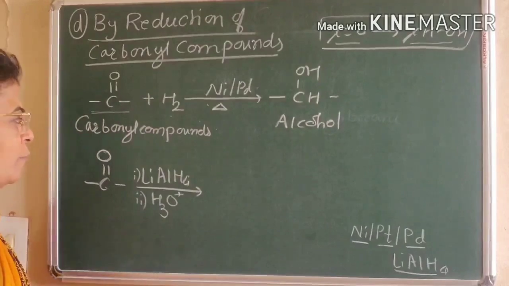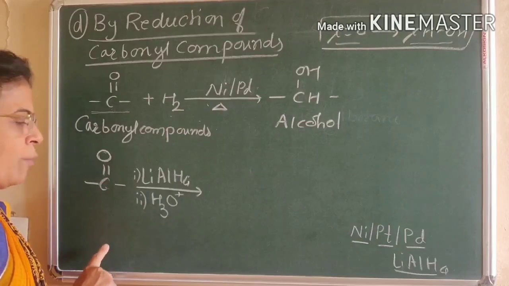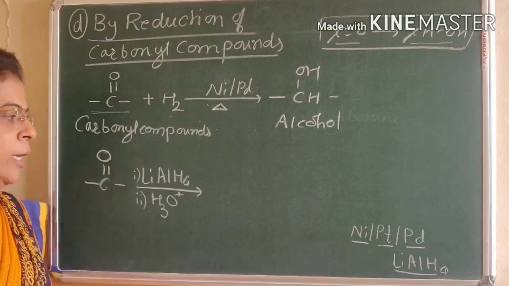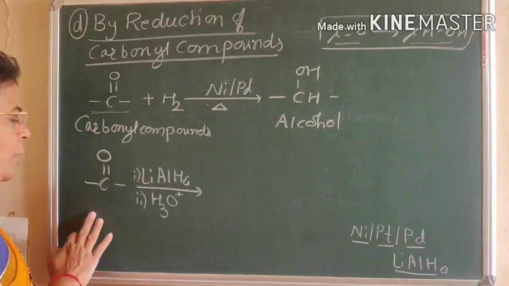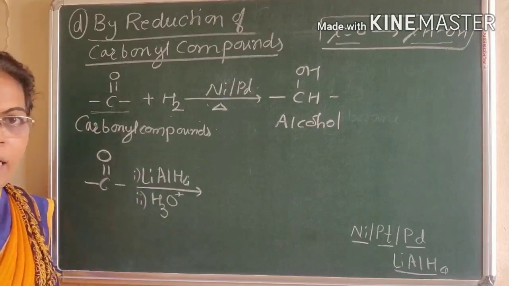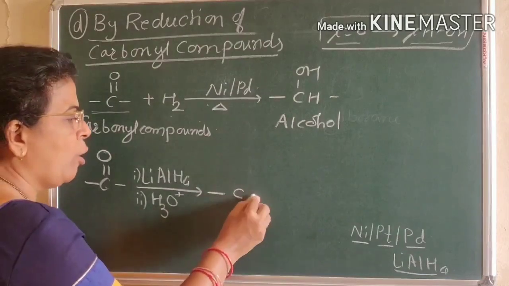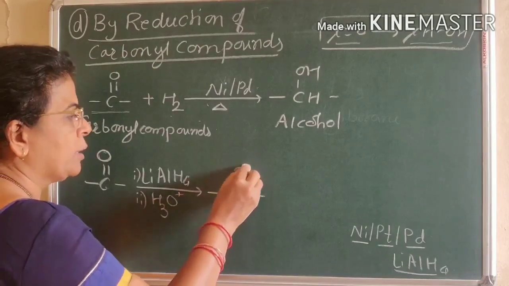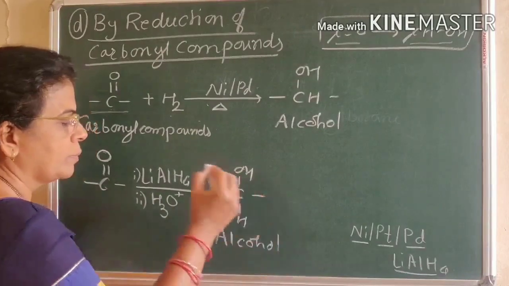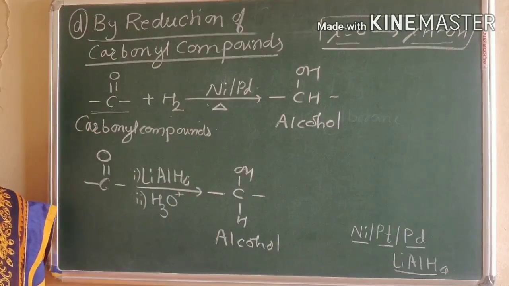Now the second method for the preparation of these alcohols by reduction of carbonyl compounds is by using lithium aluminum hydride, or LiAlH4. Now when these carbonyl compounds are treated with LiAlH4 followed by acid hydrolysis, formation of alcohol takes place. This is the alcohol. In this way, carbonyl compounds are reduced into alcohols.